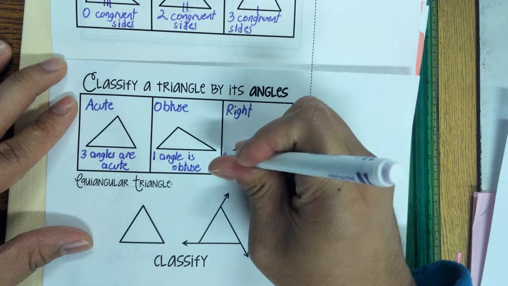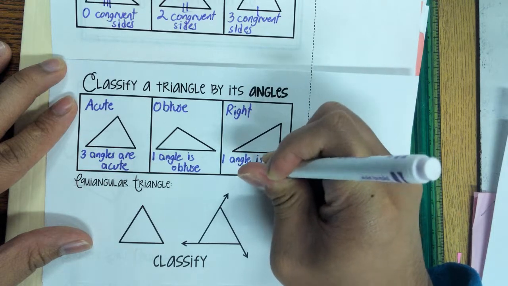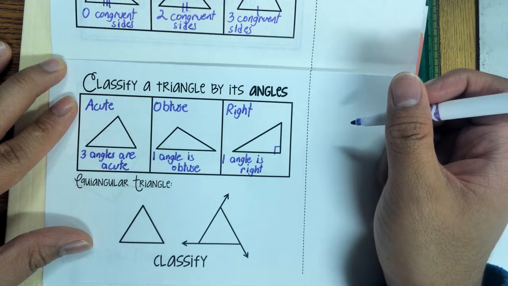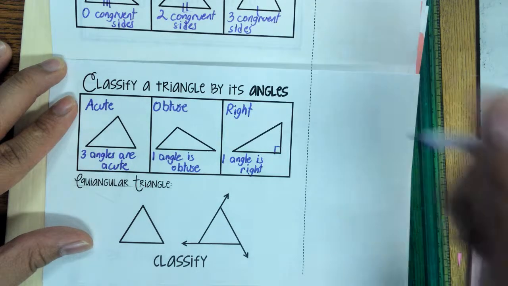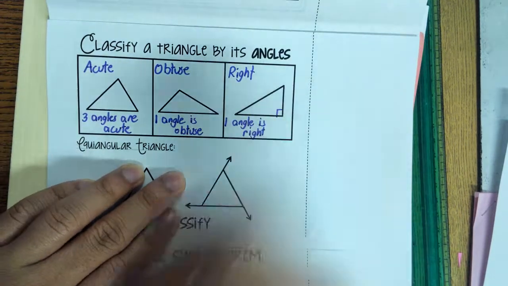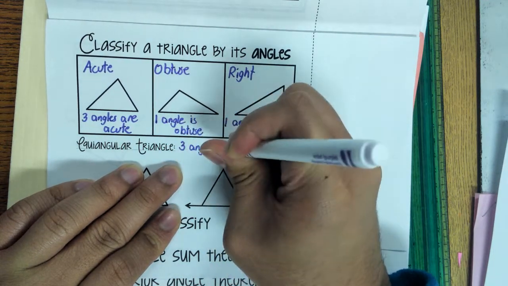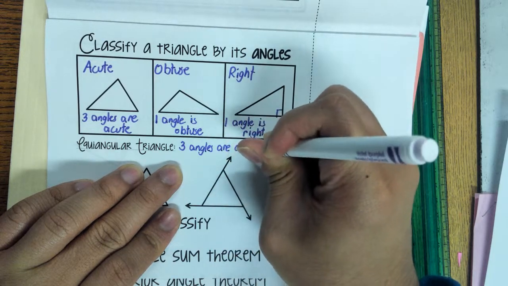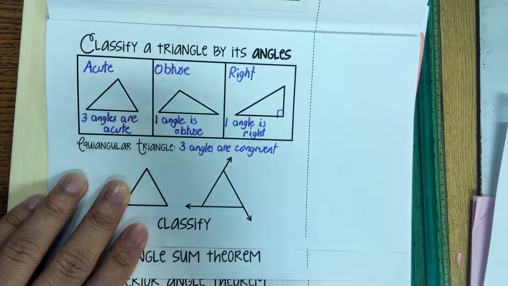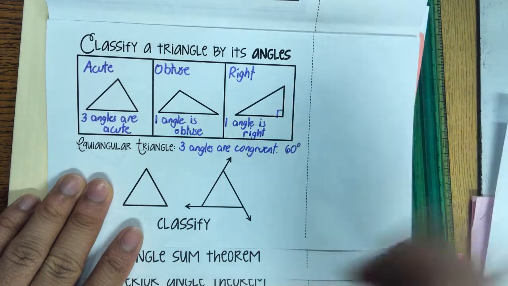And for a right triangle, we have exactly 1 angle that is a right angle. And just like with obtuse, it is impossible for a triangle to have more than 1 right angle. We also have a 4th kind, a special kind, an equiangular triangle. It's when all 3 angles are congruent. This comes from the word equi, meaning equal, and angular, angles. All 3 angles are congruent, and they will end up being 60 degrees each.